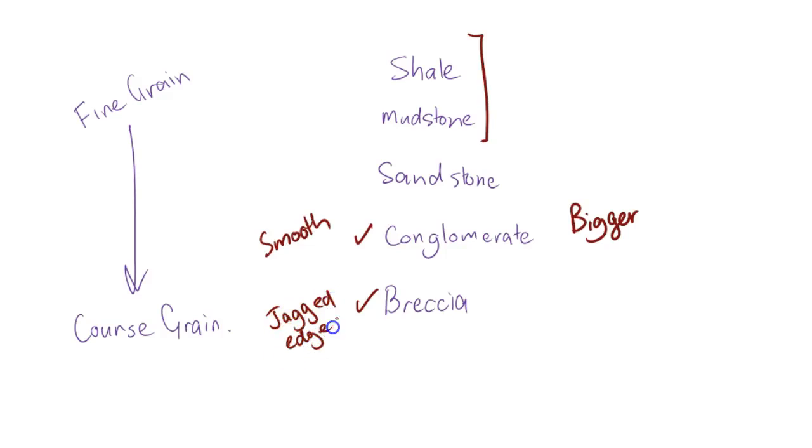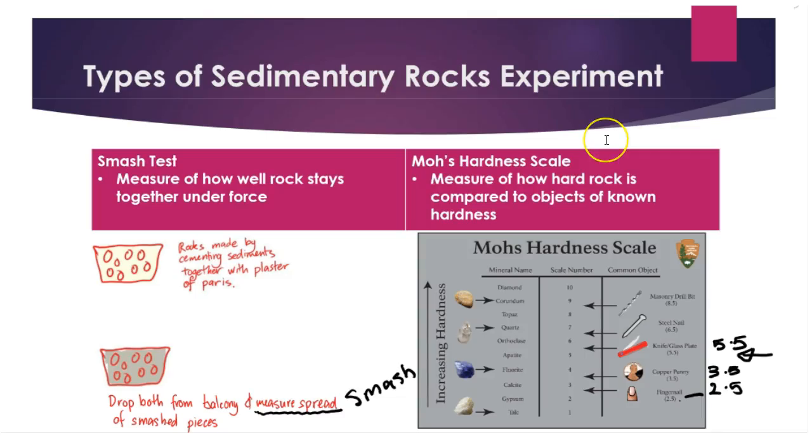So you're going to be joining together different types of sediments, just one type at a time, so we'll make just shale or just mud or just sand, and so forth, and then we'll be testing them out to see what their properties are. Now here's an outline of how we're going to test those properties. We're going to do two types of tests.